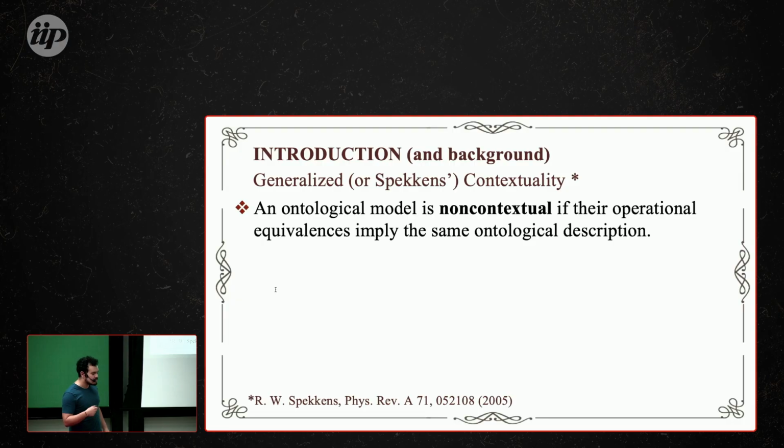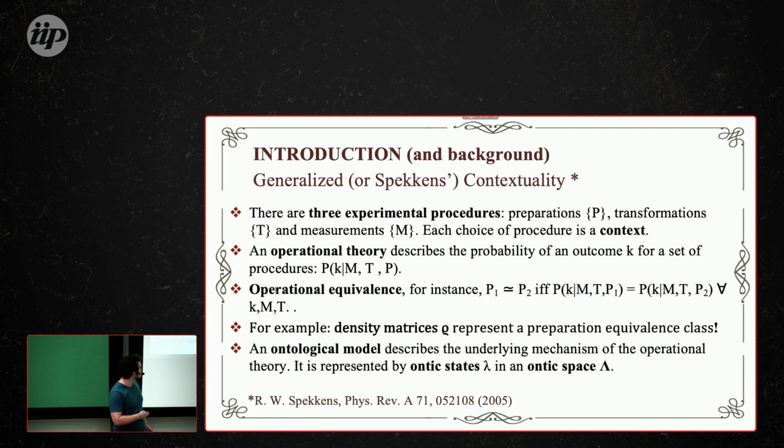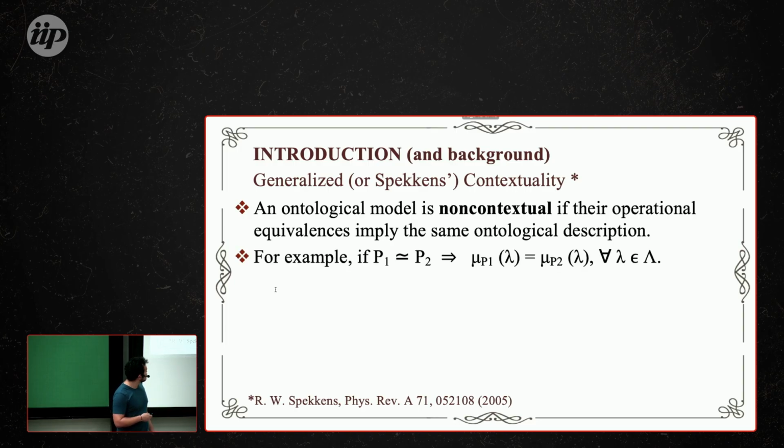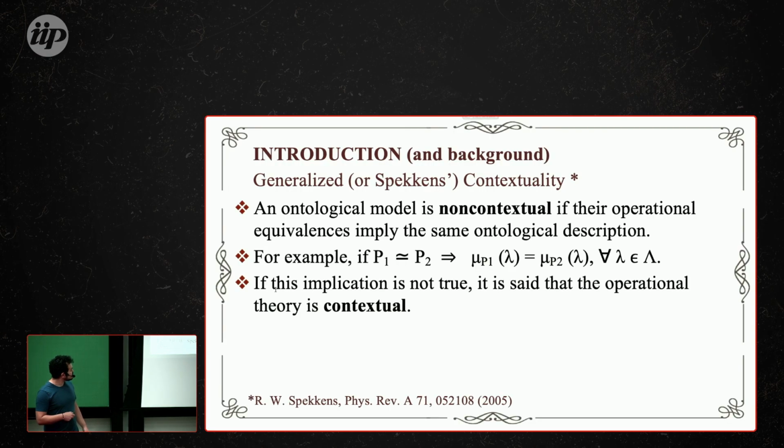But in an ontological model, non-contextual models are models where if you have an operational equivalence, like this one that I showed, you must necessarily have the same equivalence in the ontological description, or in your hidden variables. So in the example that I showed, a preparation equivalence, you must have a probability distribution equivalence also. That actually means that the hidden variables behave quite the same way. And if this implication is not true, if you have a counterexample, you show that the theory is contextual.